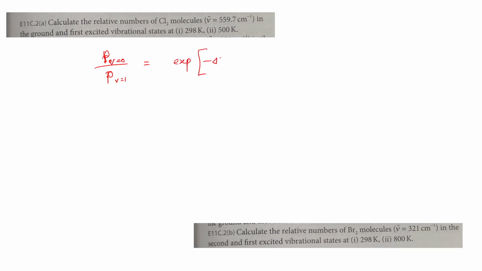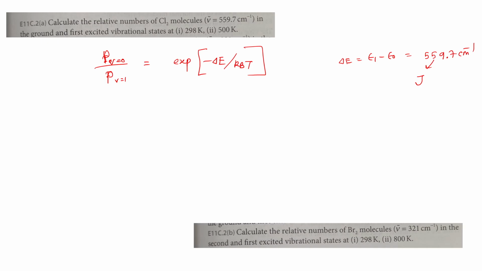Boltzmann distribution, which will be exp of minus delta E by kBT. kB is your Boltzmann constant, and delta E is here actually E1 minus E0. That is also given in terms of centimeter inverse. It is given as 559.7 centimeter inverse. Turn that into joule. You have your kB, you know, 1.38 into 10 to the minus 23 joule Kelvin inverse. Put the values of temperature and calculate it.